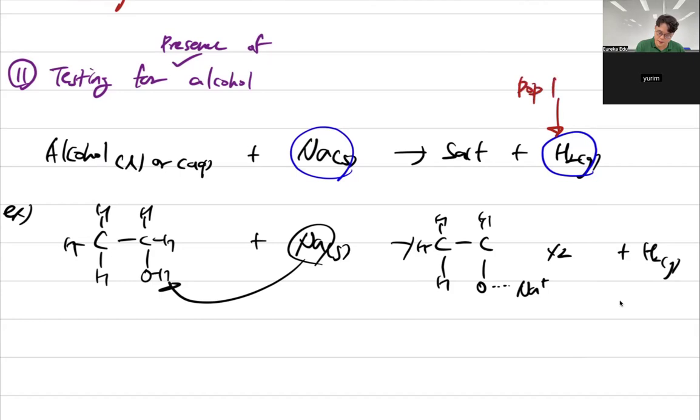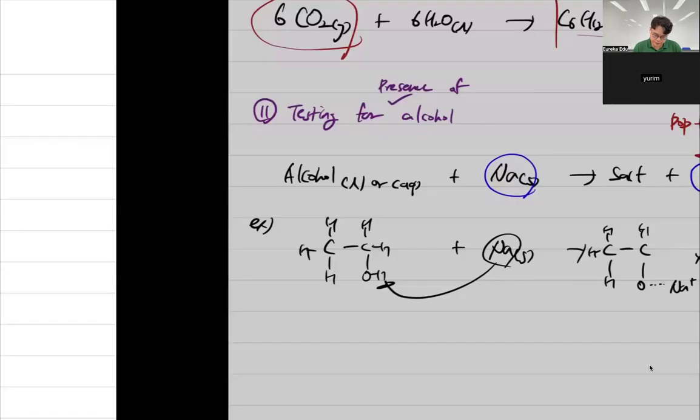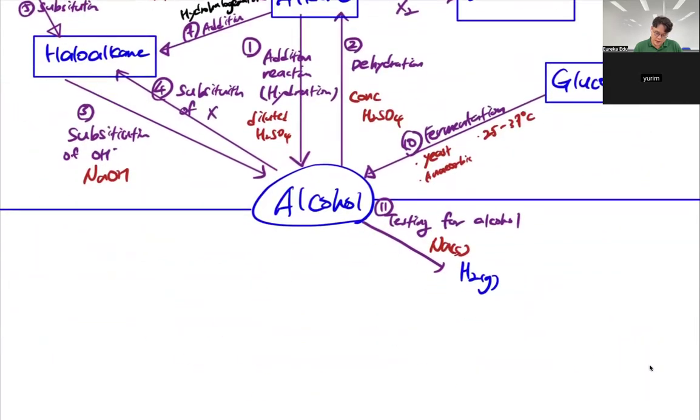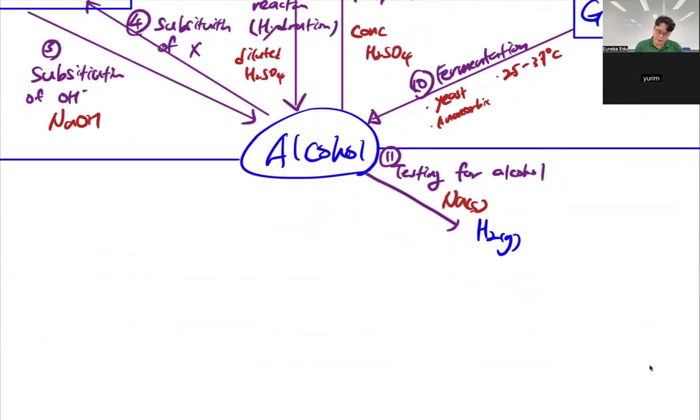So we do the pop test to test whether the gas is hydrogen gas. In case we have CO2, the carbon dioxide, we have to go through the lime water. And in case we have oxygen gas present, we put it into a naked flame, like a matchstick, and see whether it produces a brighter light or not. Okay, so that's the first reaction, the use of the alcohols, producing hydrogen gas.